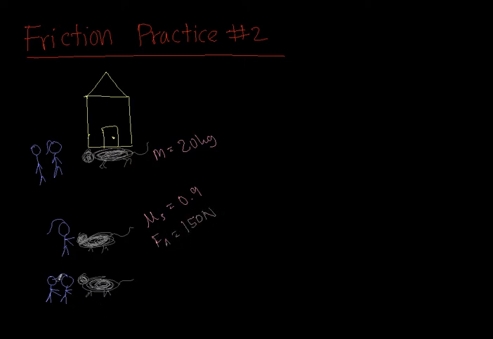Now here Charlie comes to help her out, and together their applied force turns into 200 newtons, and suddenly the dog begins to accelerate, and acceleration equals 2 meters per second squared. Now using this information, I want you to find A, the frictional force in this scenario, and B, the coefficient of kinetic friction in this scenario.